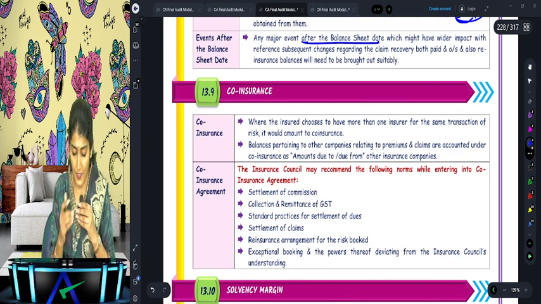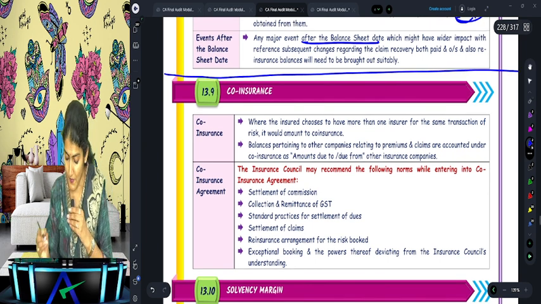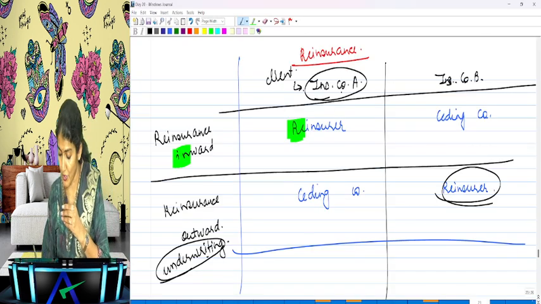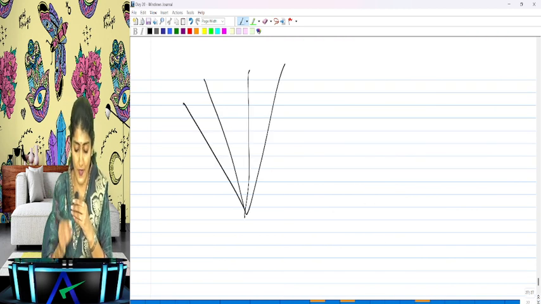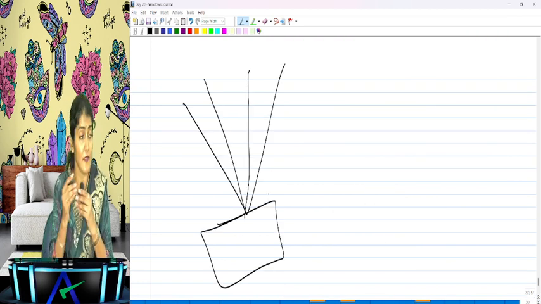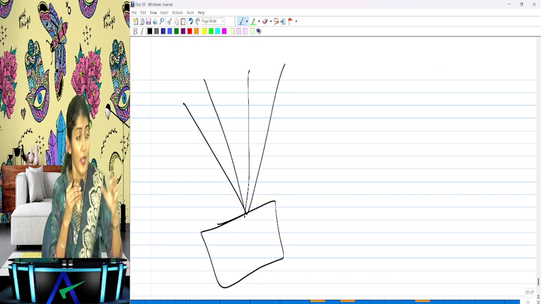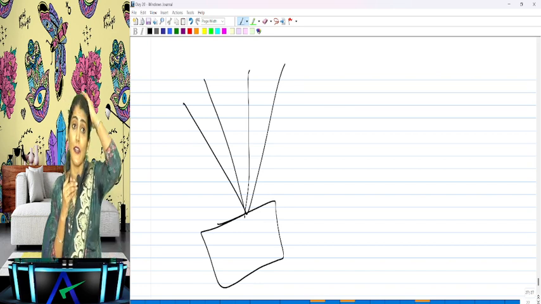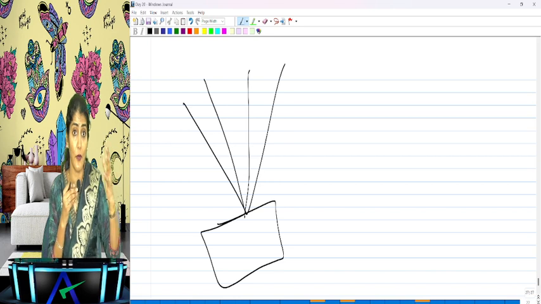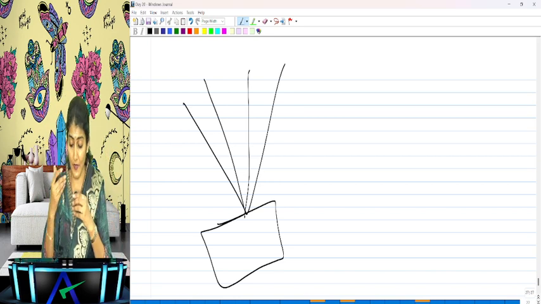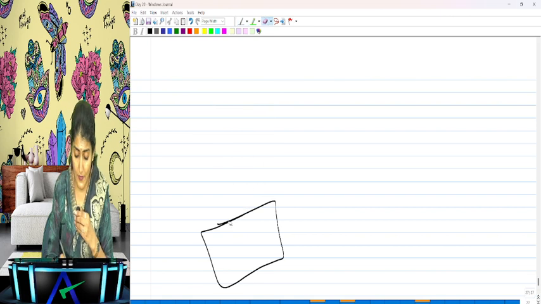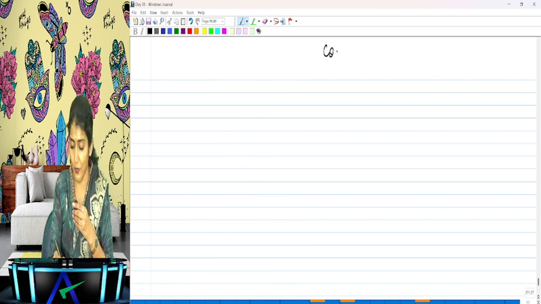Then after reinsurance, next discussion over there is regarding the co-insurance. What is co-insurance? More than one insurance company coming together and provide the insurance cover to a policy holder. So just as in case of audit, we had the joint audit. In case of bank, you have the consortium loan. Now here what you have is the co-insurance, right? So again, in co-insurance, there could be two types of arrangement over there.